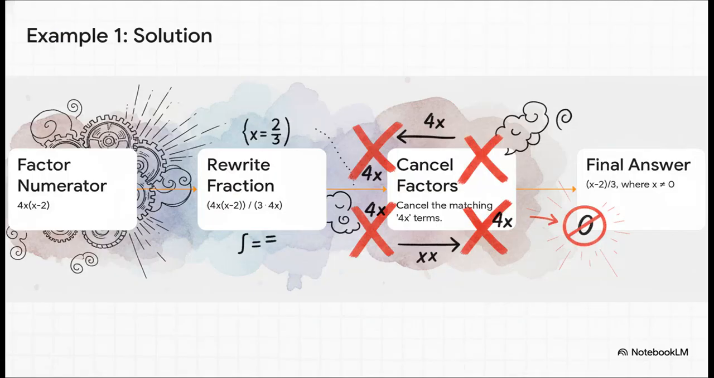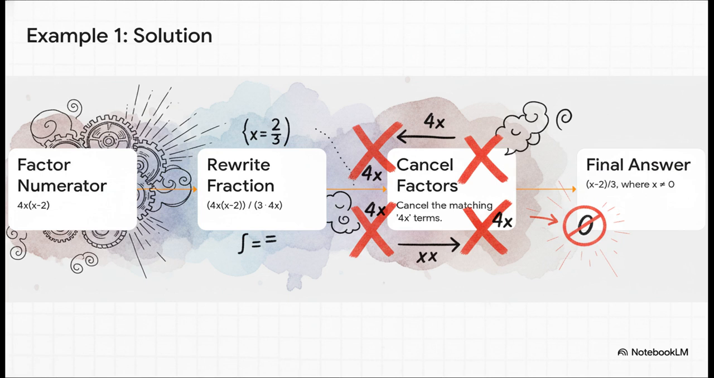Okay, so let's walk through it. First up, we factor that numerator. We can pull a 4x out of both terms, leaving us with 4x times the quantity x minus 2. And, would you look at that, we've now got a 4x on top and a 4x on the bottom. We can cancel those out. So our final answer is x minus 2 over 3.